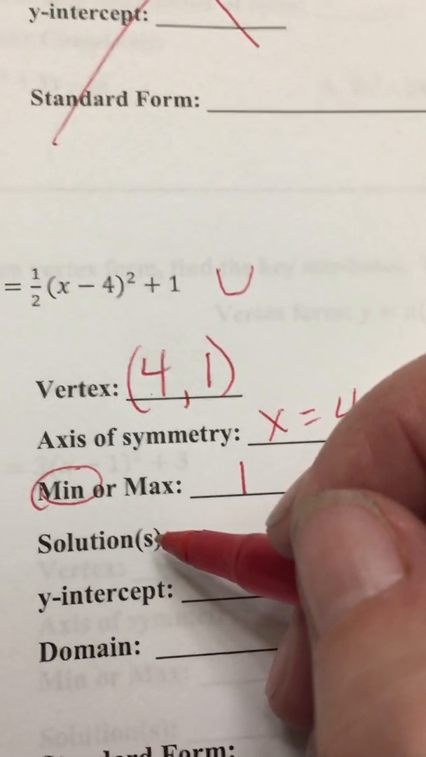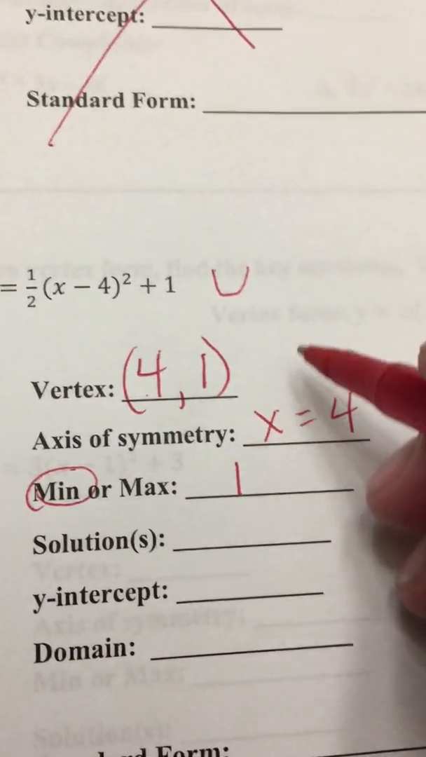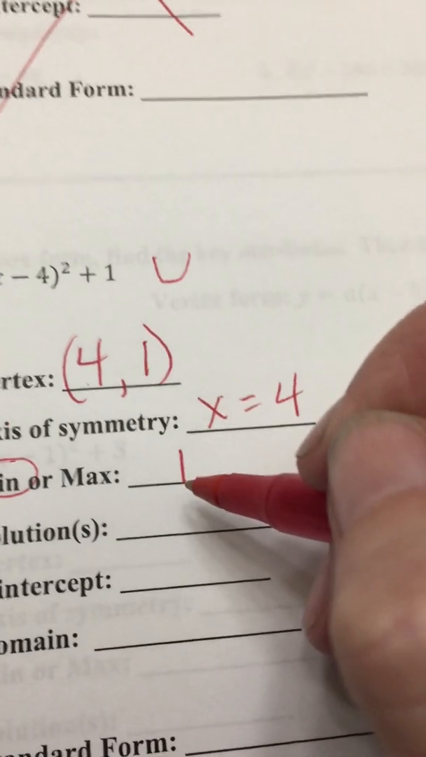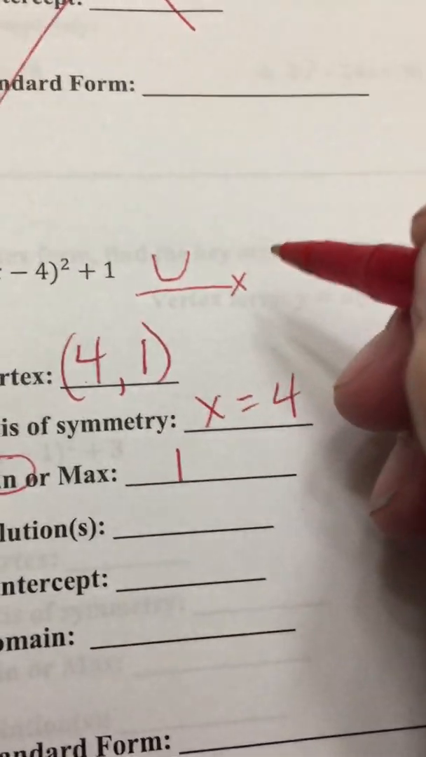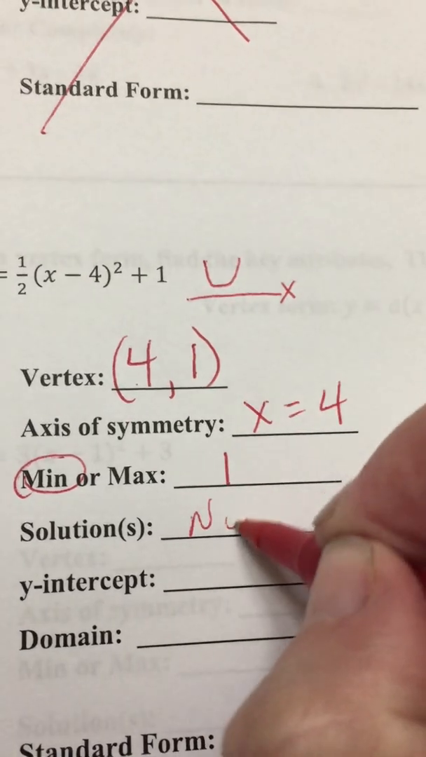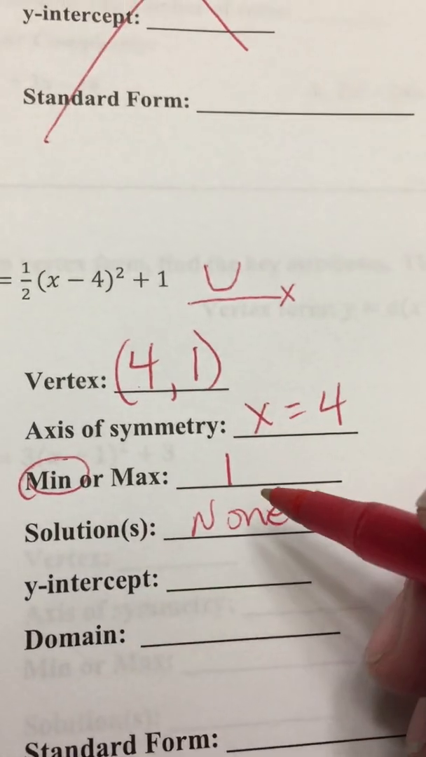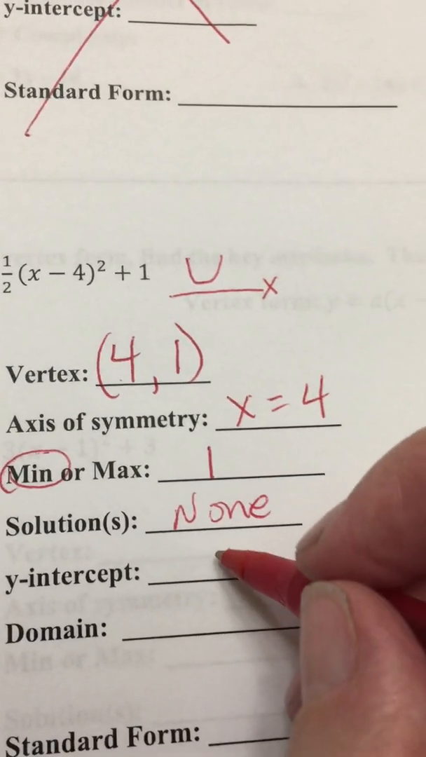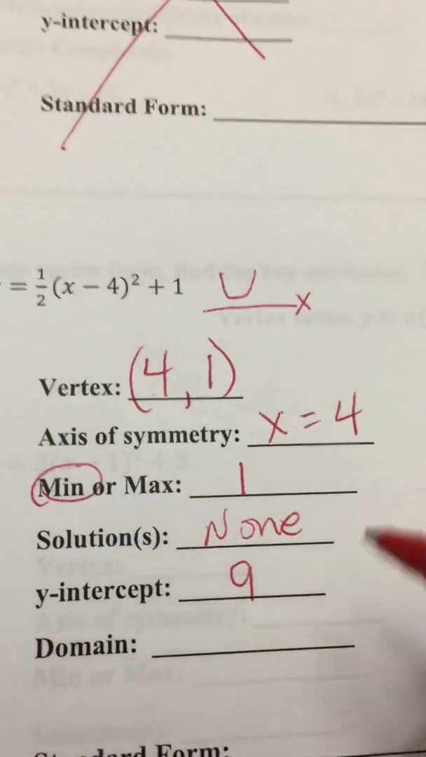Solutions, where is it crossing the x-axis? Because remember, solutions are my x-intercepts. So trace around it until you find the x-intercepts. Oh, this was another one that was above the x-axis, wasn't it? It was. So there were none. Sometimes there aren't any. Y-intercept, trace around it till you find that y-intercept. It's crossing at positive 9. As a matter of fact, when you hit menu 5-1, it jumped right to that, didn't it?